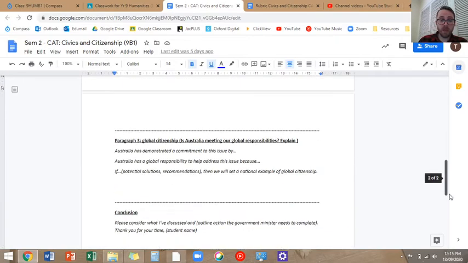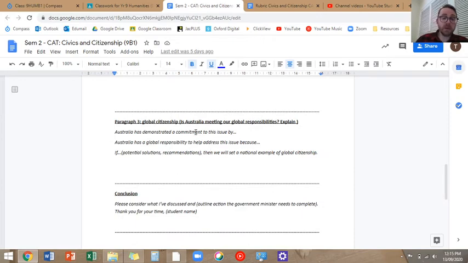Paragraph 3, is Australia meeting our global responsibilities? So this is your global citizenship paragraph, I suppose. Australia has demonstrated a commitment to this issue by blank, so that's when you put in what we are doing to fix climate change, pollution, whatever your topic is. Australia has a global responsibility to help address this because blah. So this is where you talk about it being a global issue and how we're a member of the United Nations. Maybe we've signed a document or a treaty or a law that says we will promise to fix this.